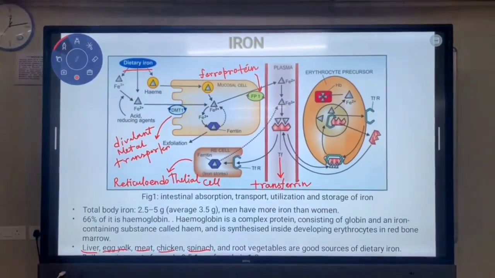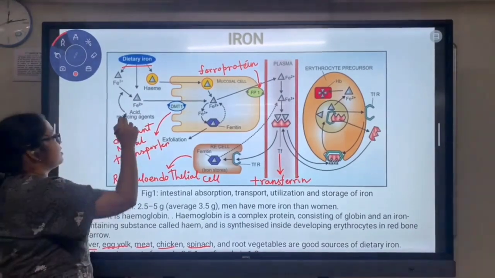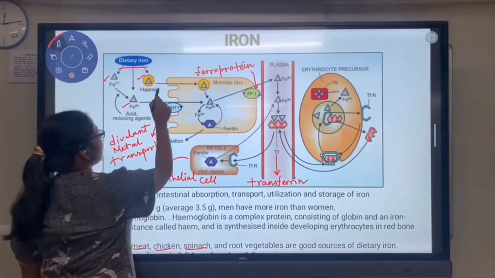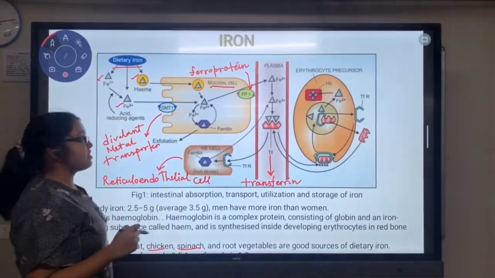Our dietary iron generally contains three types of iron. One is ferric, one is ferrous and another one is heme. Heme can be directly absorbed into the mucosal cell of our intestine.